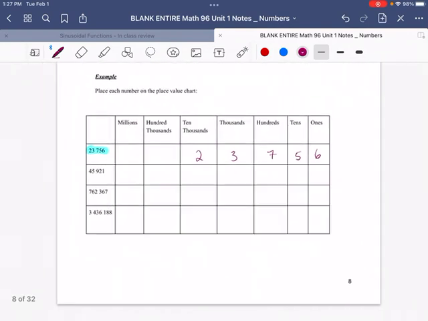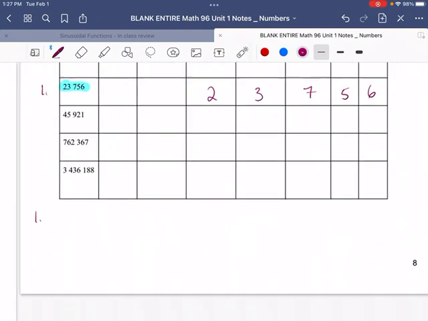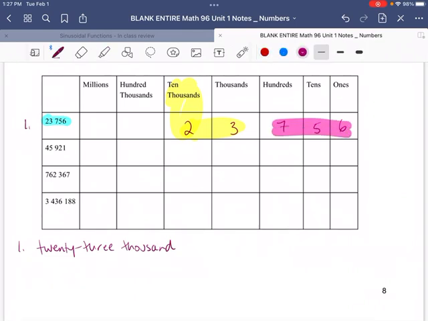Okay. Now to write this word, I know it's on the next page, but let's call this 1, and then I'll write it down here. So let's write this word. Starting in this part here, how many thousands do we have? We've got 23,000. So twenty-three thousand. Then let's talk about all the stuff in the hundreds position. And that number is just 756. So seven hundred fifty-six. So that's the first one.